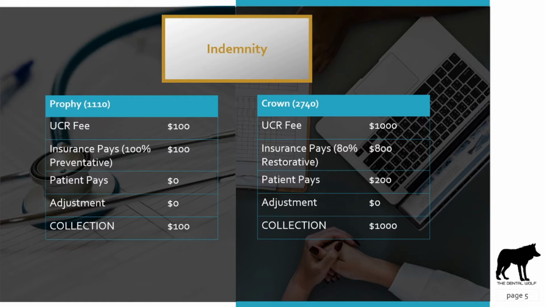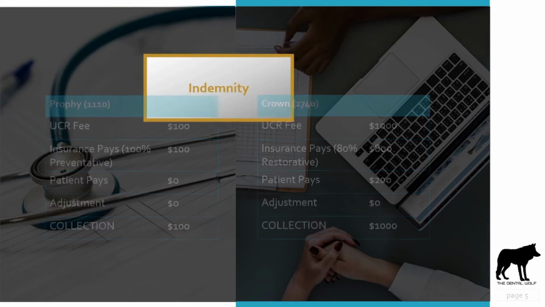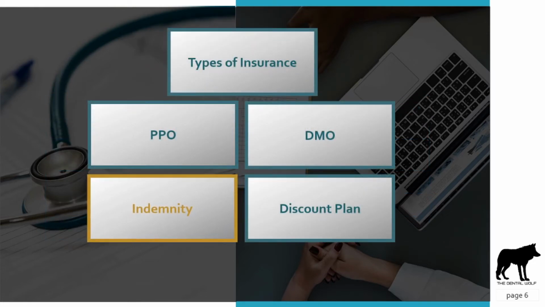So this is great. If you can find insurance plans like this, it's beautiful, right? Because any patient can come see you. You don't have to be in network. There are no contracts, and you typically get paid the full amount of what your UCR fee is. So we're going to use indemnity plans as kind of our base to compare with every other plan, because that's typically what we want to see in an insurance plan, but that's not always what happens.